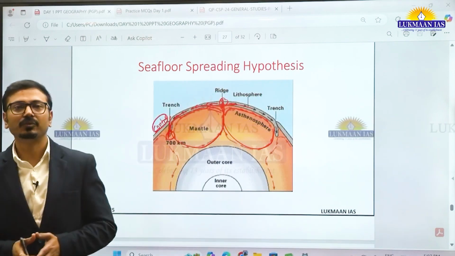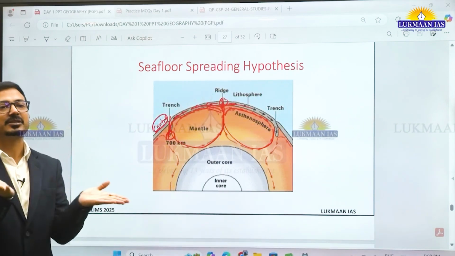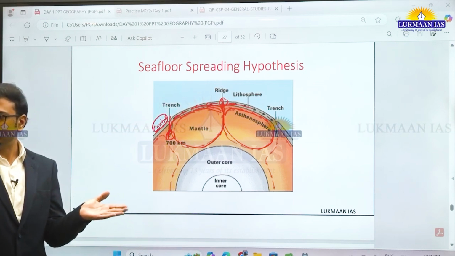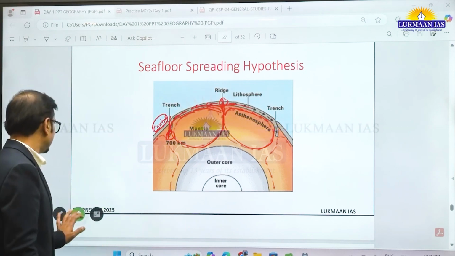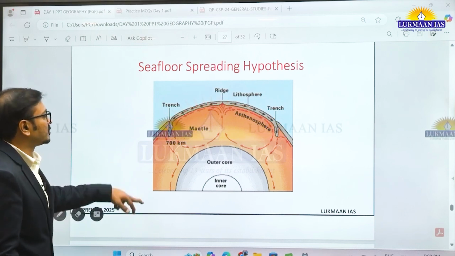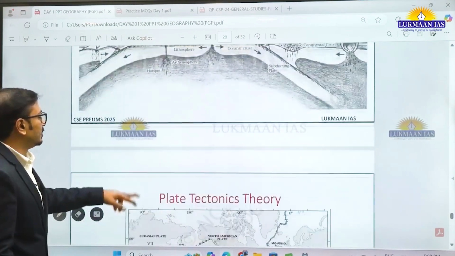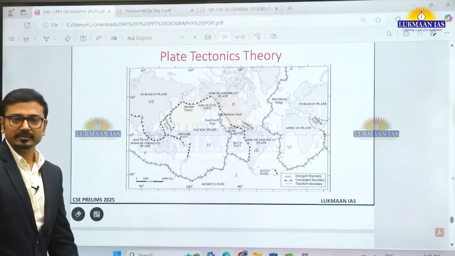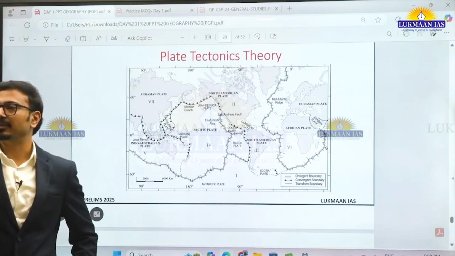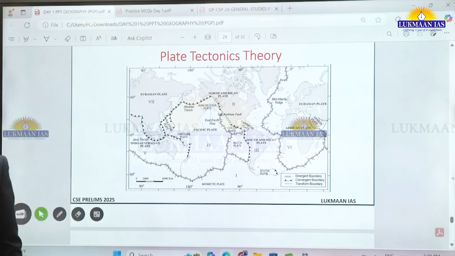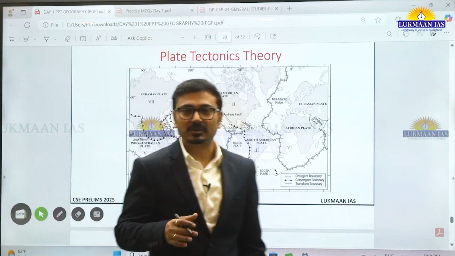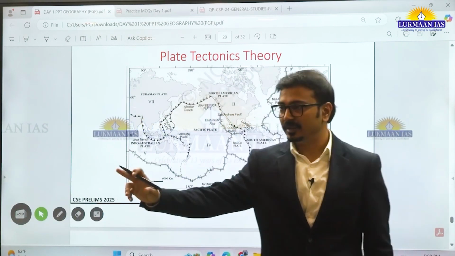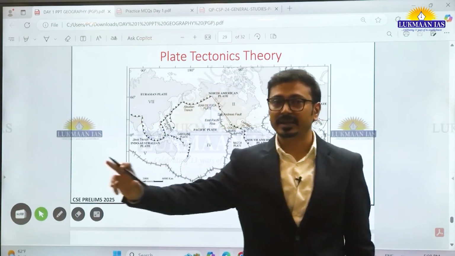In Atlantic Ocean what is happening? The sea floor is expanding continuously because the rate of formation of new crust is more than the rate of consumption. ठीक है. Now you have understood this. Okay. Next, plate tectonic theory. So it was given by Mackenzie and Morgan. Basically all these theories now are based on the idea that all the continents are moving in the horizontal direction.